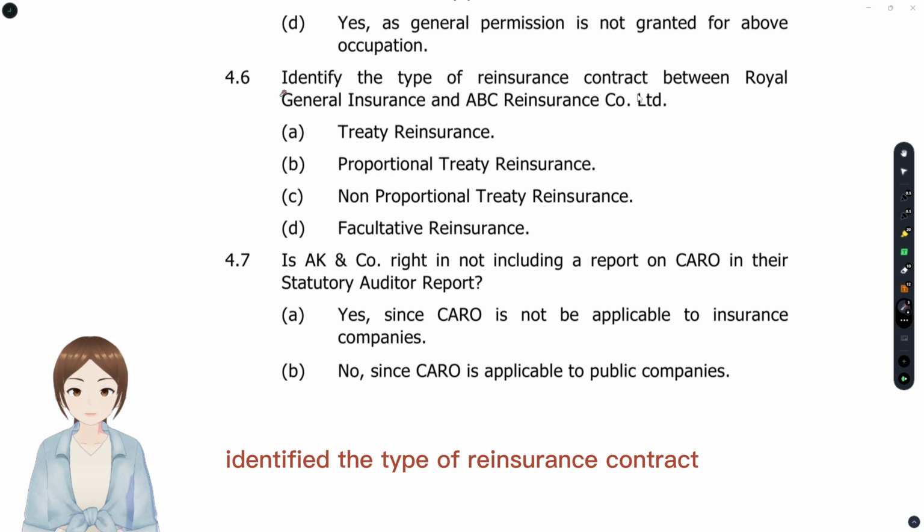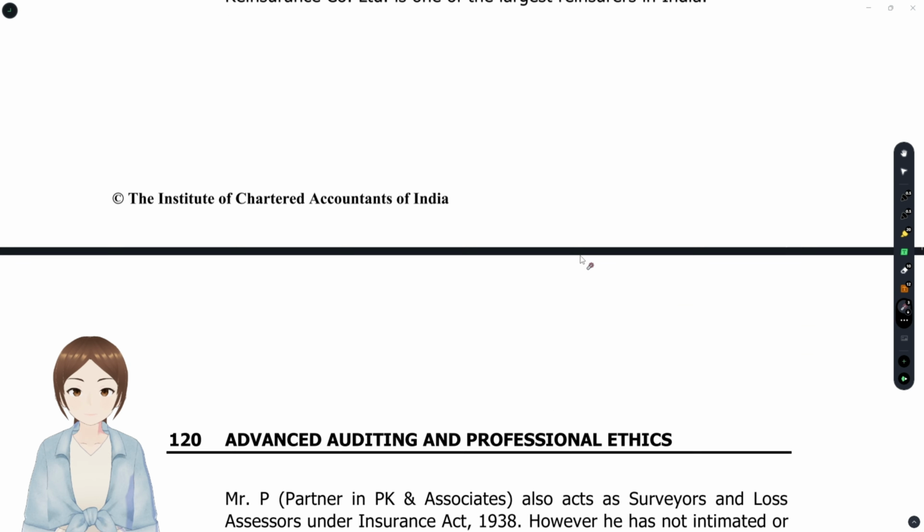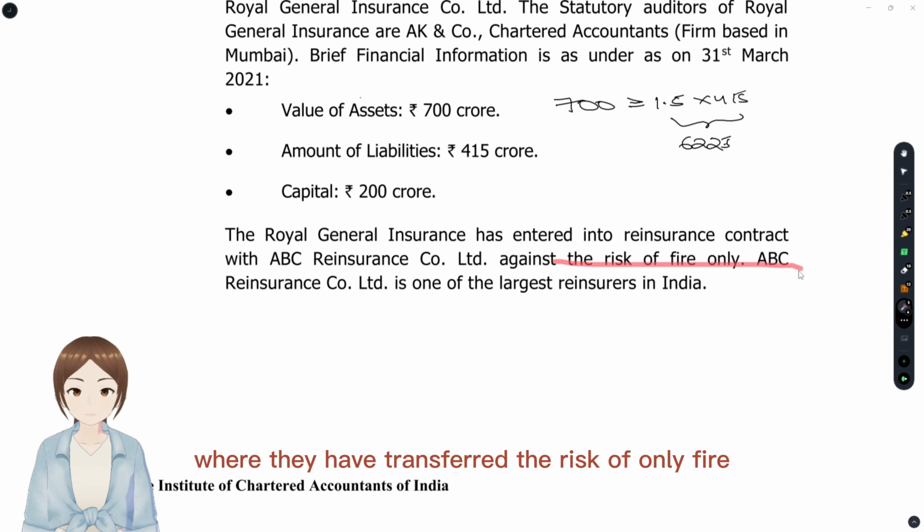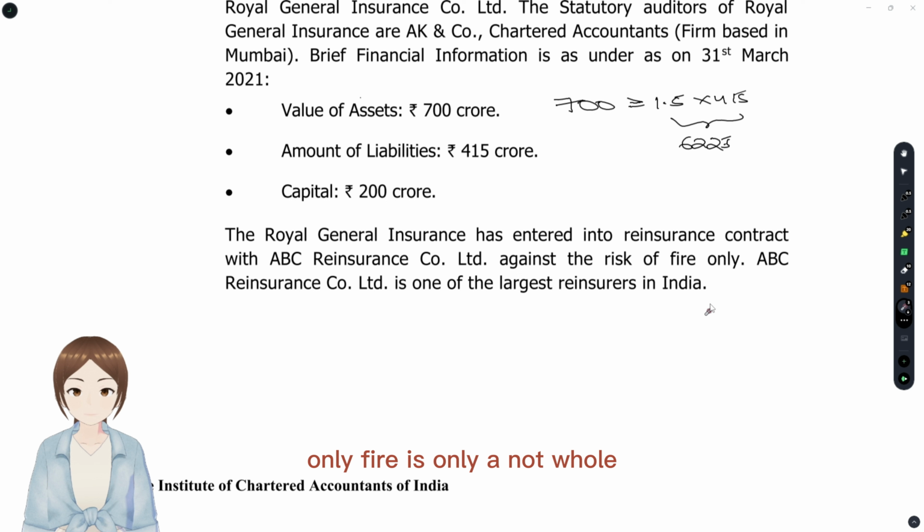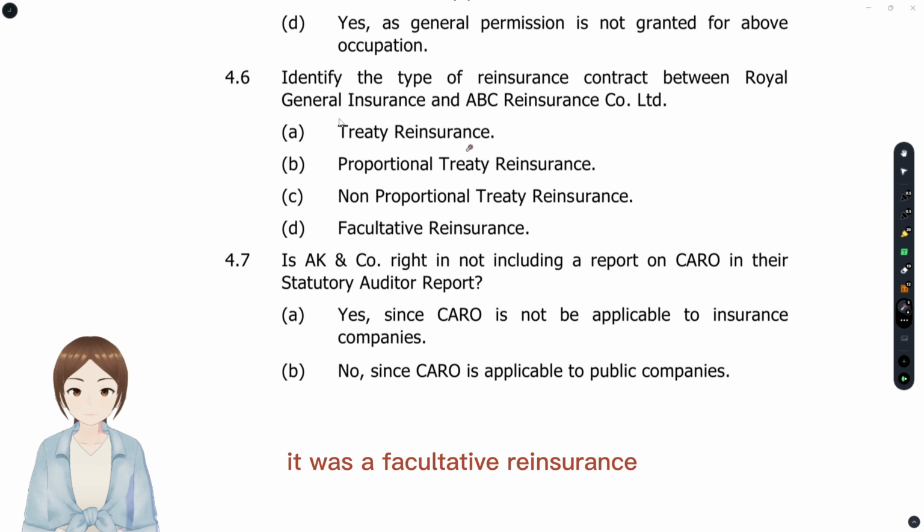Identify the type of reinsurance contract between Royal and ABC Insurance Company where they have transferred the risk of only fire. Only fire, not the whole risk. The whole risk was not transferred. If it's a whole risk transfer, it's a treaty. Since only fire, it was a facultative reinsurance. So option D is the most appropriate answer.